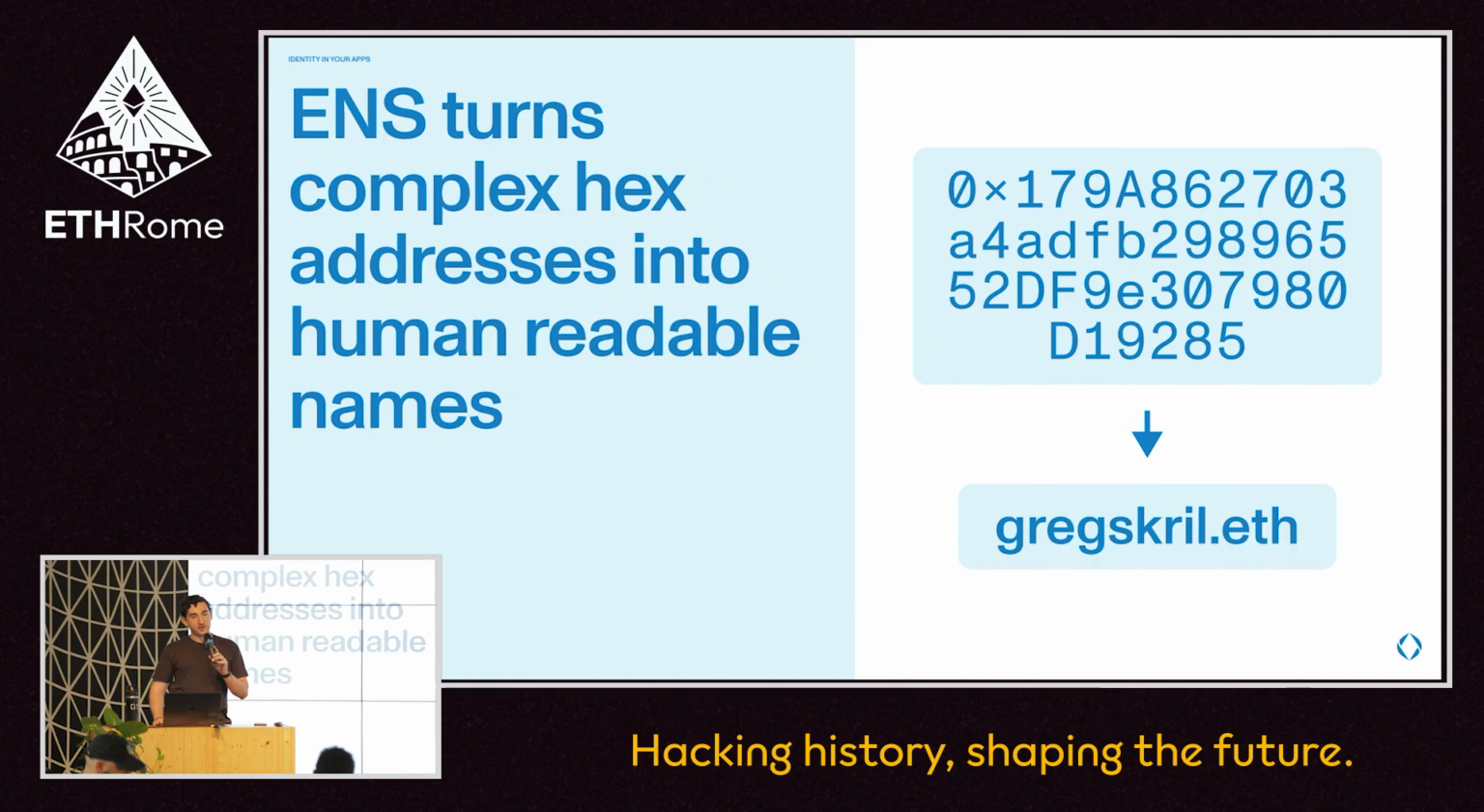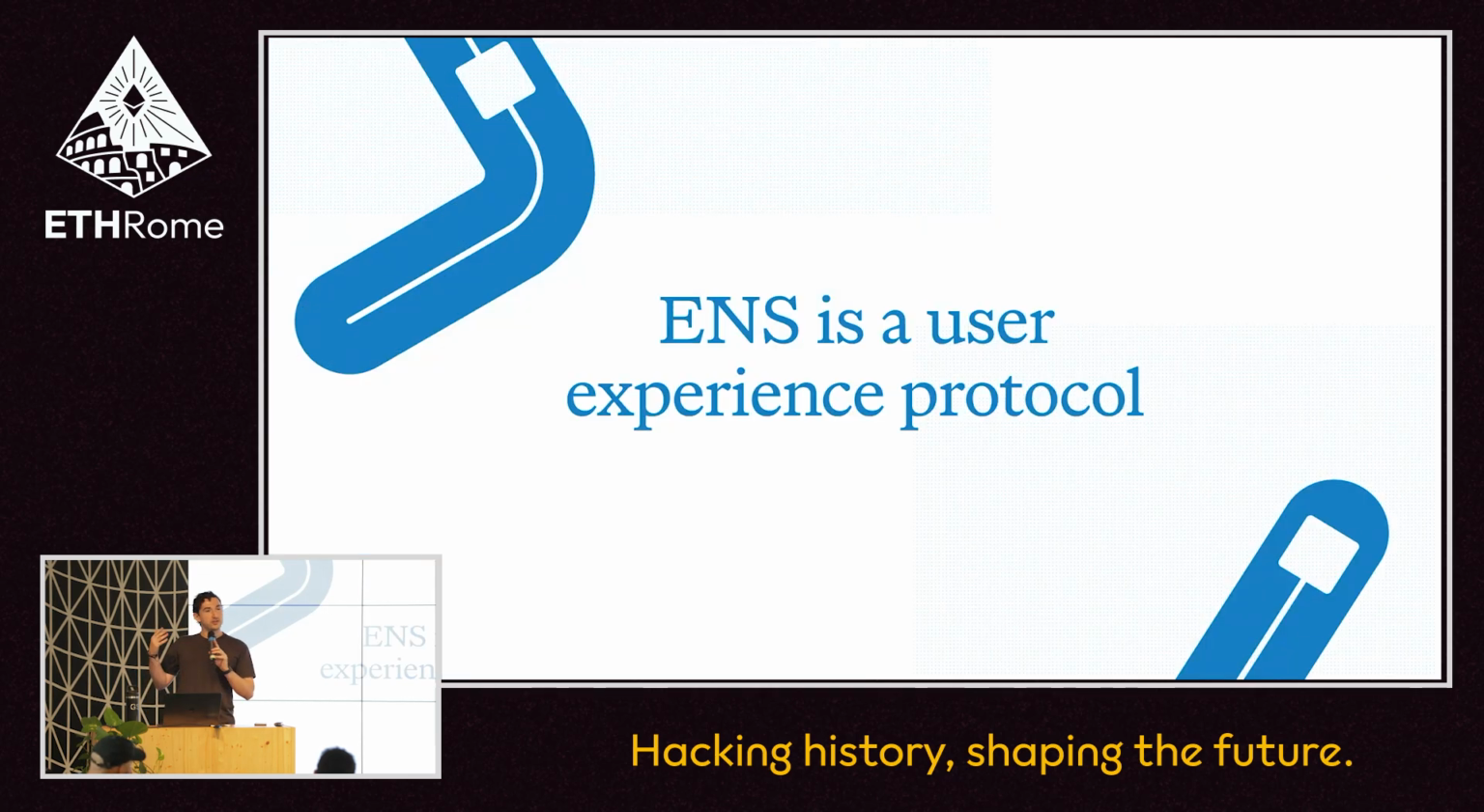That's our fancy one-liner, but an easier way to describe it is that ENS turns complex hex addresses into human-readable names. You might be familiar, going across different crypto apps, with seeing an address like 0x179A86, and so on. This doesn't really mean anything to users. It's just a long, confusing, random set of numbers and letters. But ENS turns that address into gregscroll.eth, a very human-readable name that is easy to understand, easy to say, remember, and so on. Another way to describe this is that ENS is a user experience protocol.